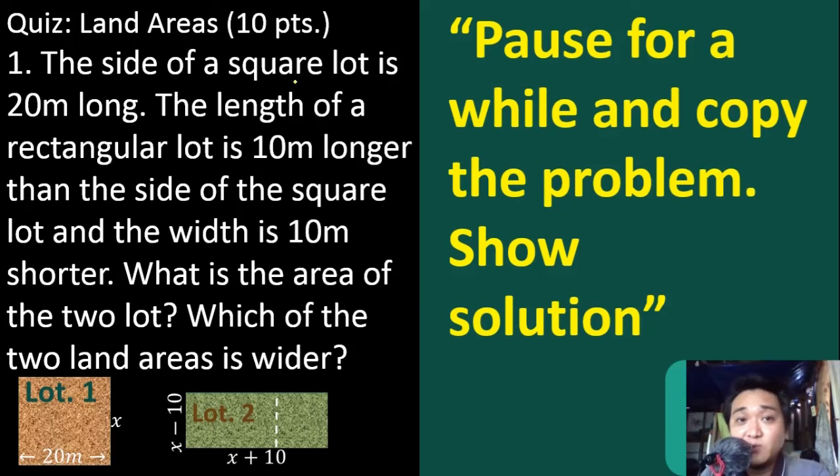The side of a square lot is 20 meters long. The length of a rectangular lot is 10 meters longer than the side of the square lot, and the width is 10 meters shorter. What is the area of the two lots, and which of the two land areas is wider?